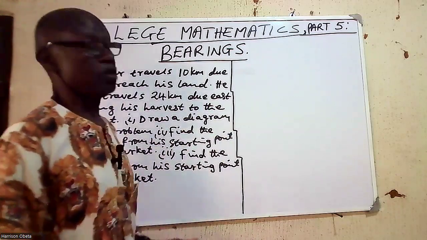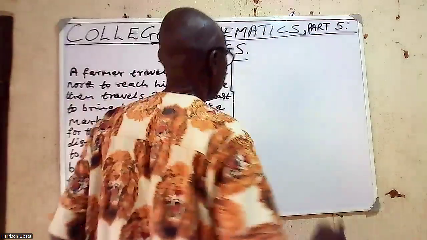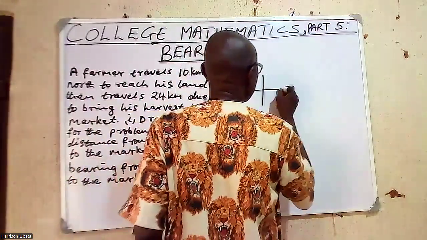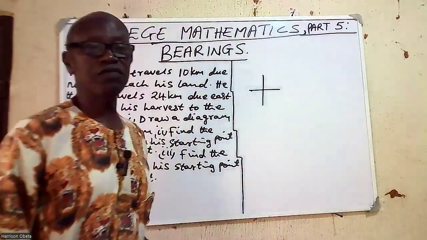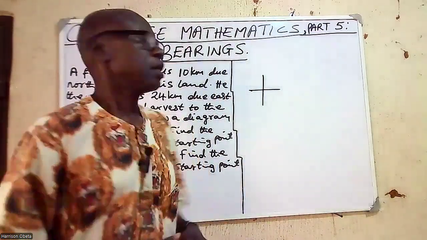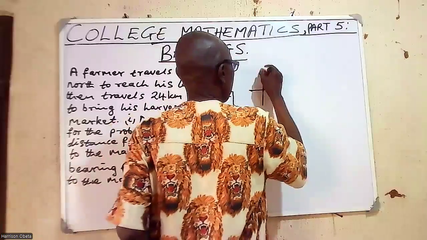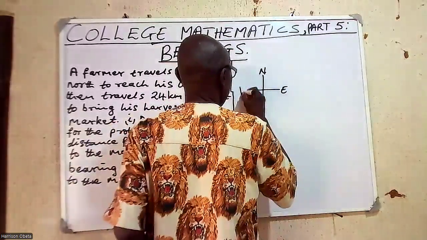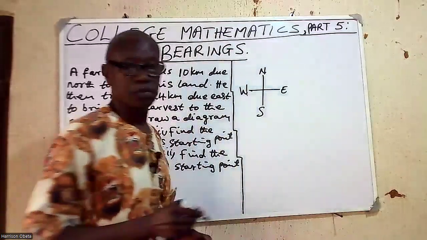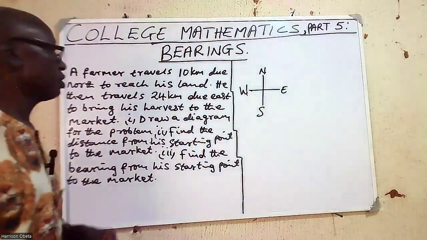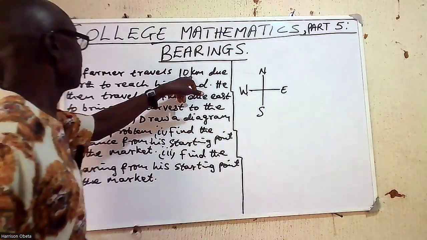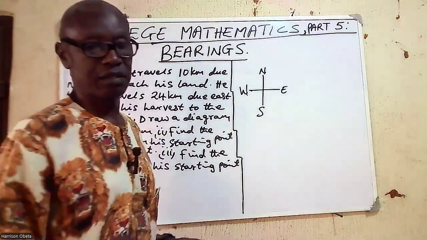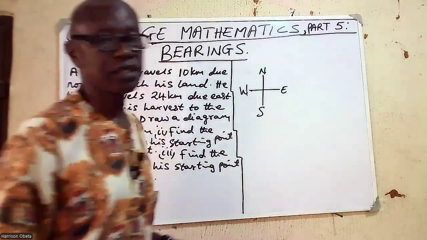So the first thing is for us to draw. And we know that for the bearing, we have to draw the four cardinal points: north, south, east, and west. So going back to the question, due east means directly through the eastern part.